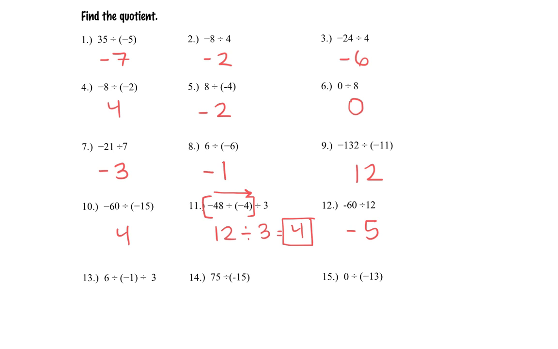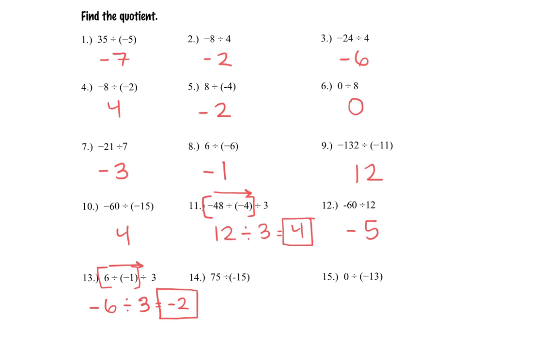But number 13 is another one where we have 3 values there. So again, we have to go from left to right. So I'm going to start by doing 6 divided by negative 1, which is negative 6. And then divide by 3, we still have different signs, so my answer is negative 2. But again, when you're asking same signs or different signs, you're looking at just 2 numbers at a time, and when it's division, you have to go from left to right. That's the only way you can solve it.